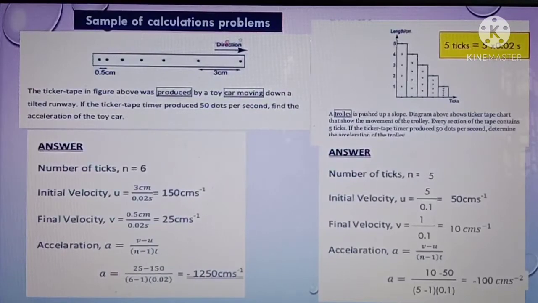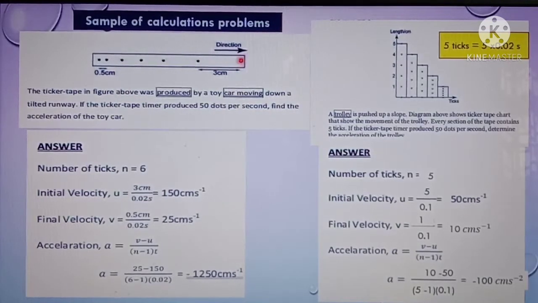So look at some sample of calculation problem. So let's say we have this ticker tape. Okay, so this ticker tape consists of how many ticks? 1, 2, 3, 4, 5, 6. 6 ticks. Direction is to the right, meaning this one is the first dot. It's very important to detect which one is the first dot and final dot, because you are going to calculate initial velocity and final velocity in order to calculate acceleration.